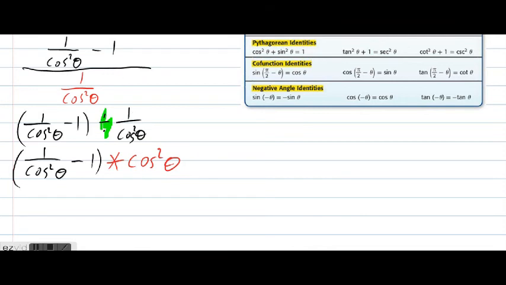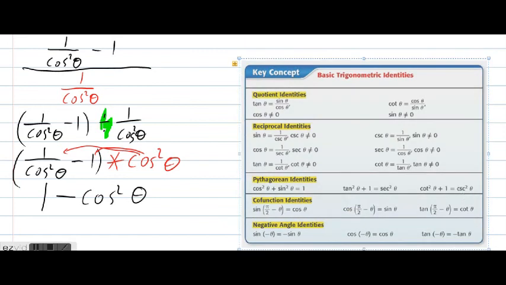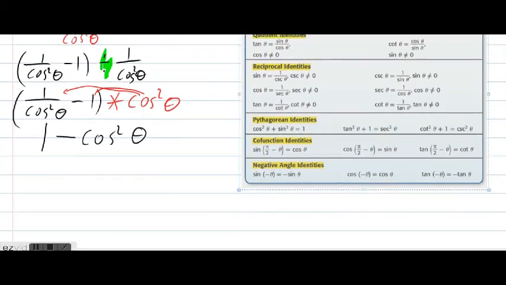Now distribute. We distribute just like you've done any other time, except now we're distributing with trig functions. Do we agree that we're going to end up with cosine squared of theta over cosine squared of theta, which gives me 1, minus cosine squared of theta. All of this is still just straight algebra, but algebra with some trig functions.